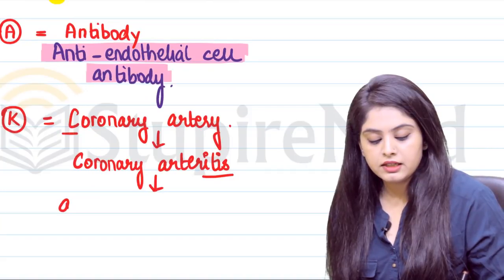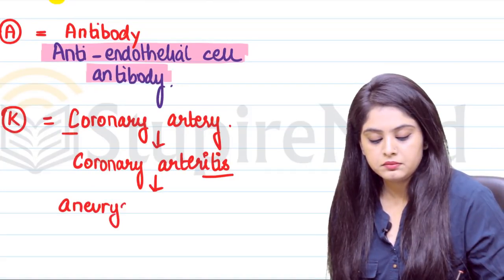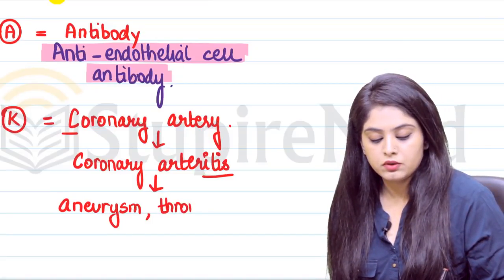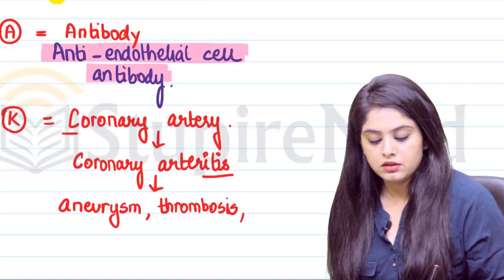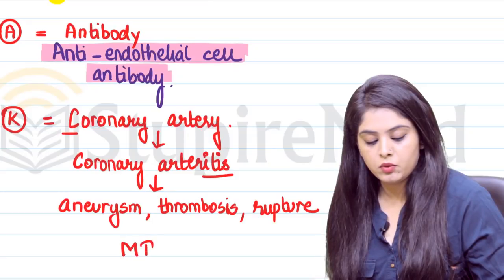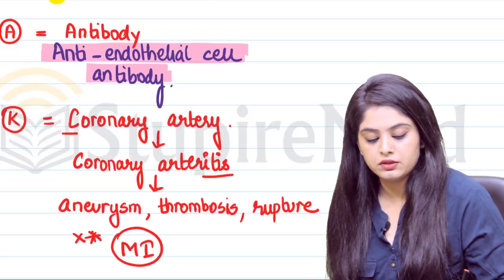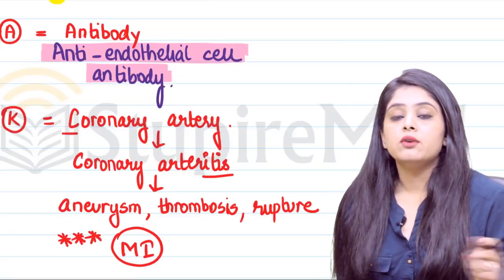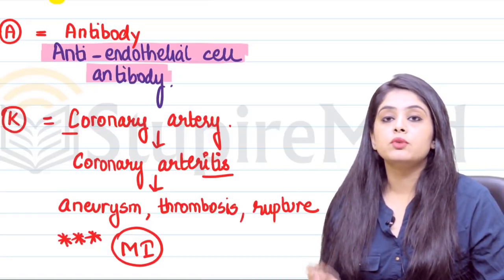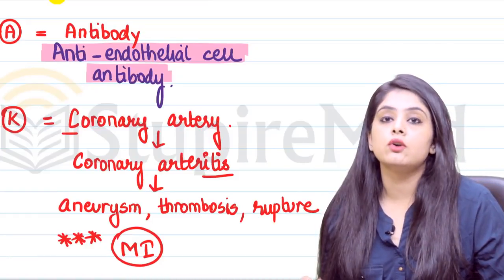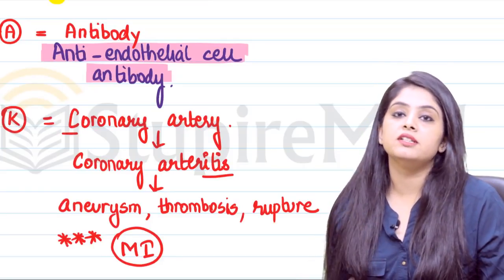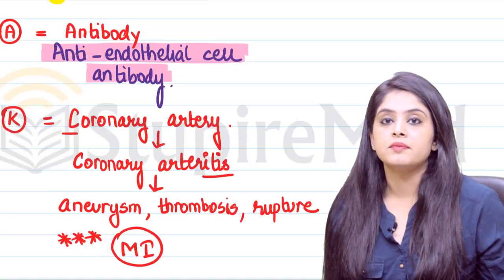This later can result in aneurysm. These are the complications that can happen: aneurysm, thrombosis, rupture, and the child may land up with myocardial infarction. So yes, myocardial infarction in this age group extremely rare, but we can always attribute Kawasaki disease to one of the major causes of myocardial infarction because coronary artery involvement is very commonly seen in Kawasaki disease.